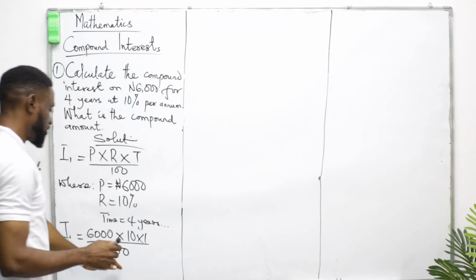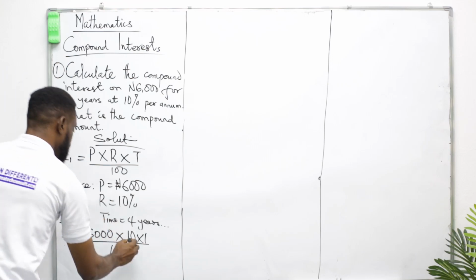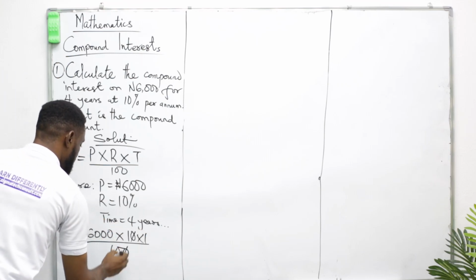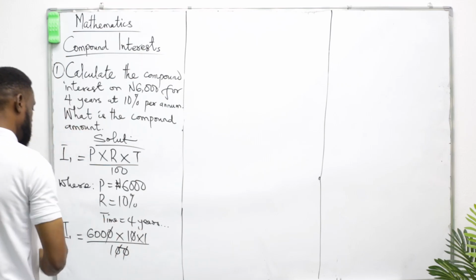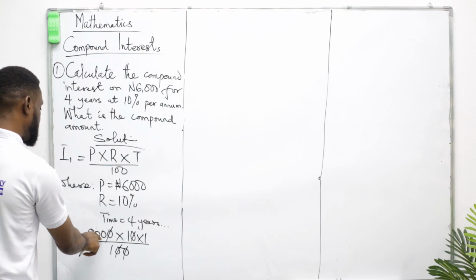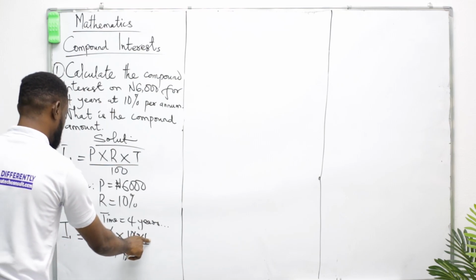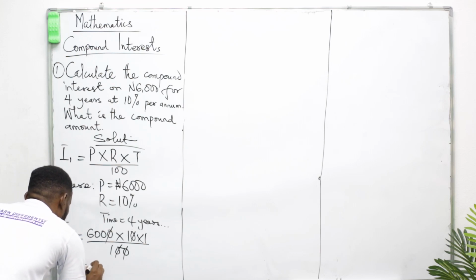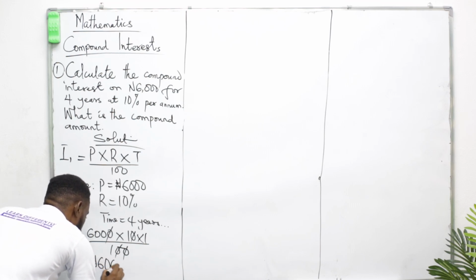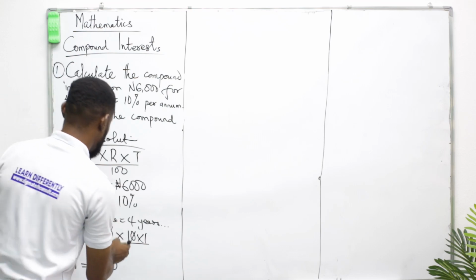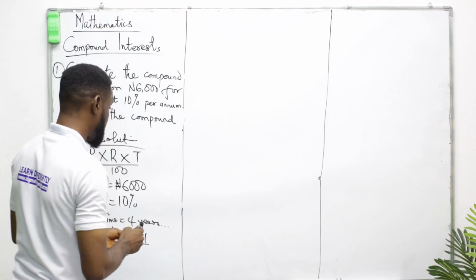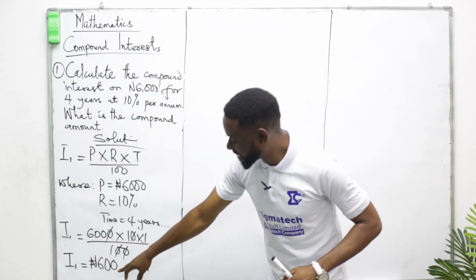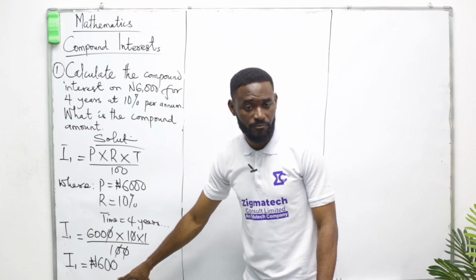all over 100. You see this? So what this means is this removes this, this takes away this. So we are having 600 left here times 1, 600 times 1, 600. So our interest for year 1 is equal to 600 naira. You see that? So our interest for year 1 is 600 naira.